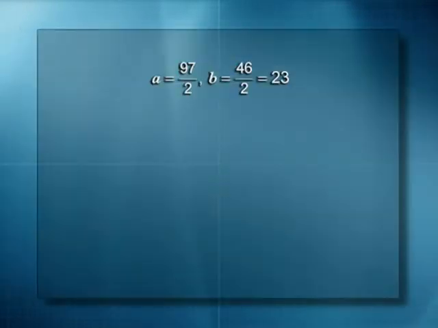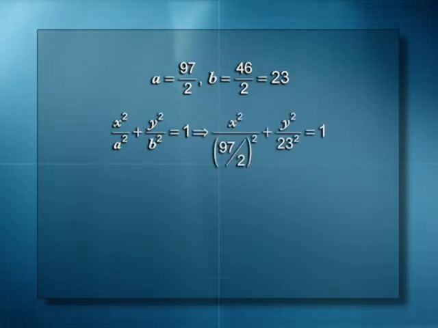We can write down the equation of the ellipse, assuming that the center is at the origin. We have x squared over a squared plus y squared over b squared equals 1. And plug in the numbers: x squared over the quantity 97 over 2, squared, plus y squared over 23 squared equals 1. And that's your equation of Statuary Hall, with the center at the origin.